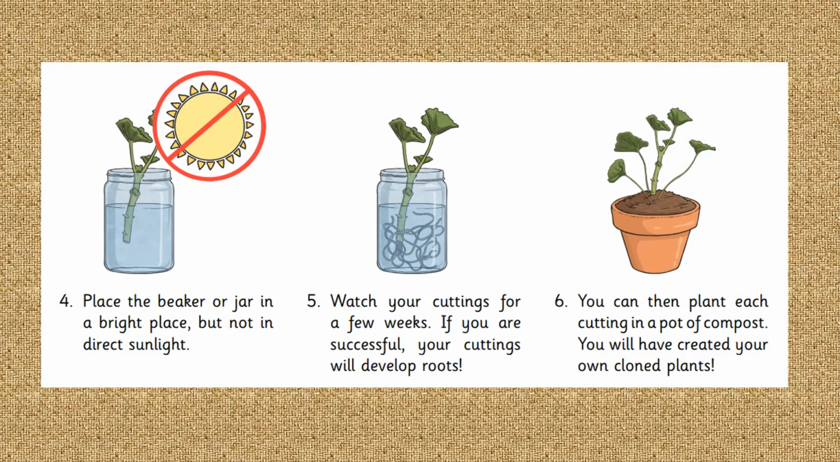Next, you place the beaker or the jar in a bright place but not in direct sunlight. The direct sunlight could have an effect with the jar and the heat of the water. It could get too warm. Watch your cuttings for a few weeks. If you are successful, your cuttings will develop roots. You will see the roots growing from the bottom. You can then plant each cutting in a pot of compost. You will have created your own cloned plants. Very clever.